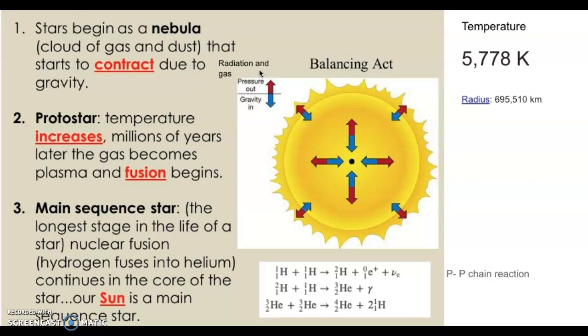But those three forces balance the gravitational force inwards. And what you end up with is a stable star, a main sequence star like our sun. And the photons that it is radiating due to that fusion reaction are the same photons that give us light, heat, a suntan, etc. All the energy that we need from the sun to sustain life on the earth.